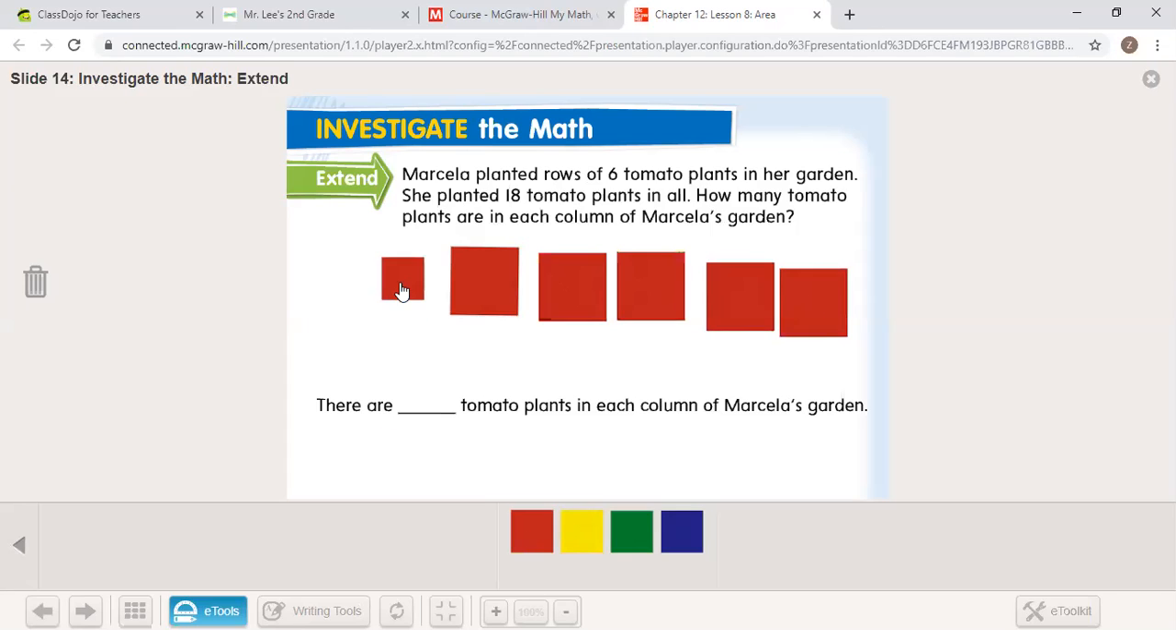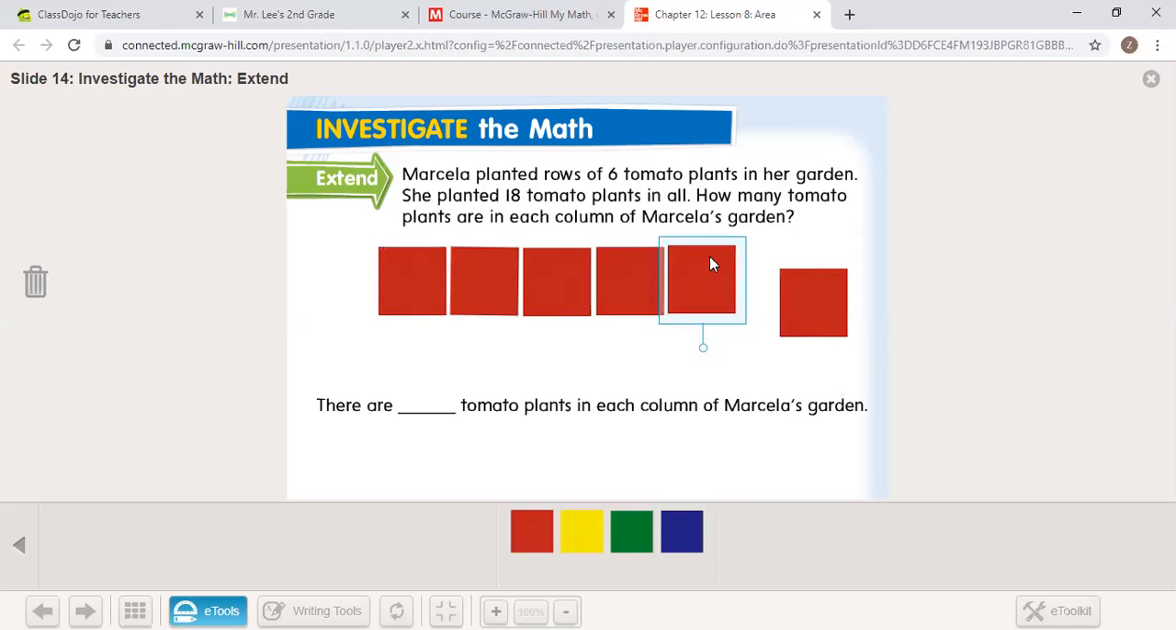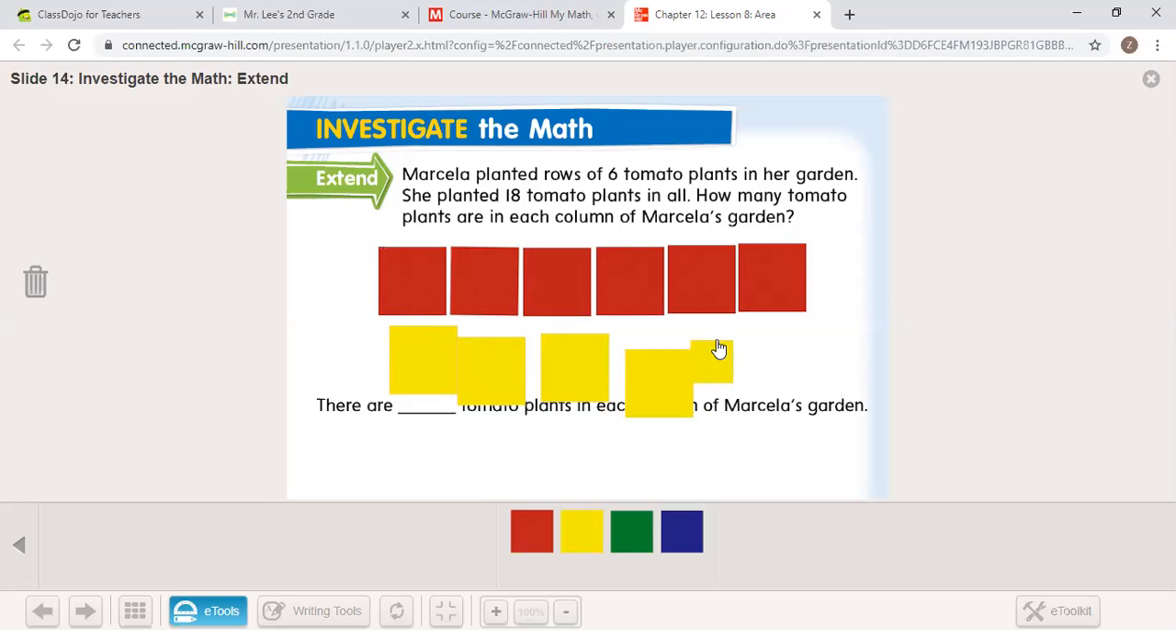Again, I know it's not perfect. So then, how many columns would we have to make 18 in all? So if here's 6, let's do another row. I'm going to use a different color to show. Again, I'll move them when I get them up there, make them a little bit nicer. All right, so here I have a second row.